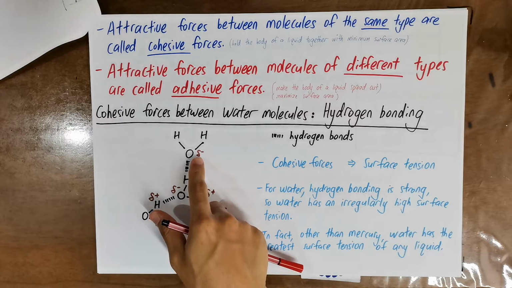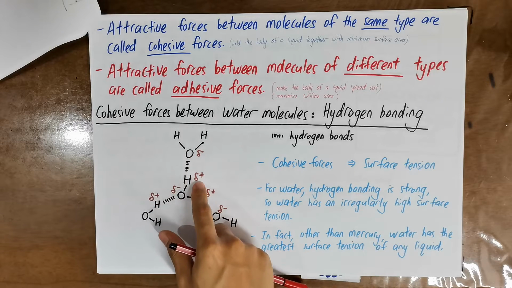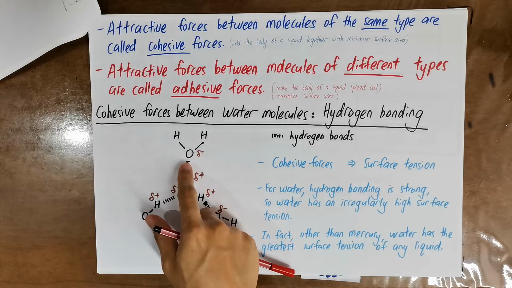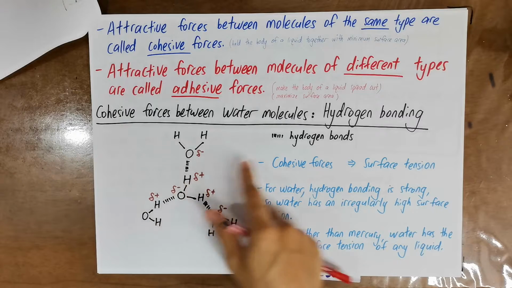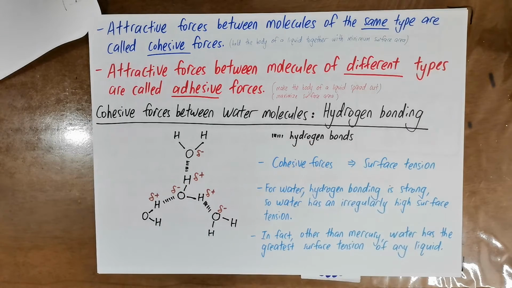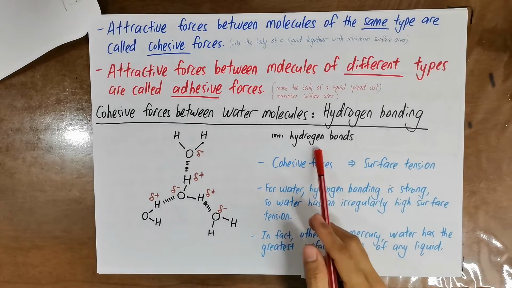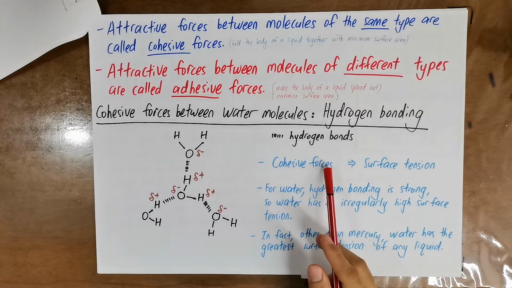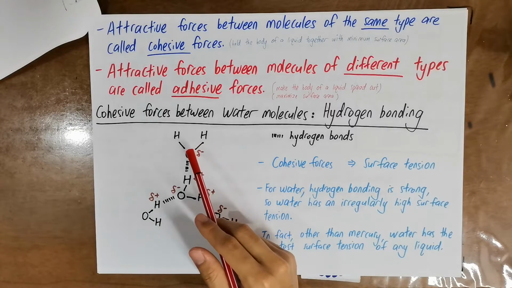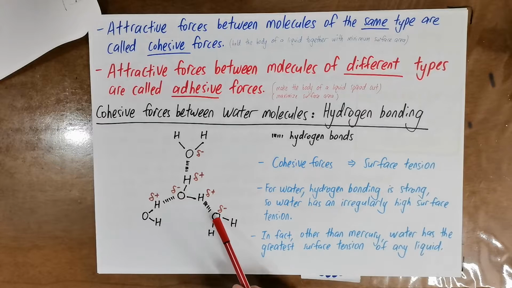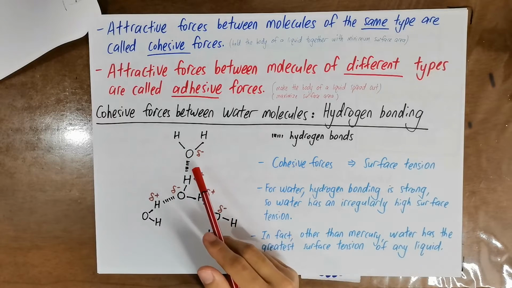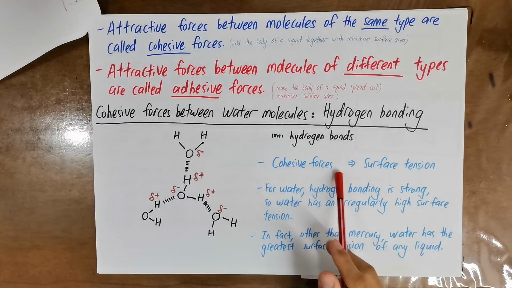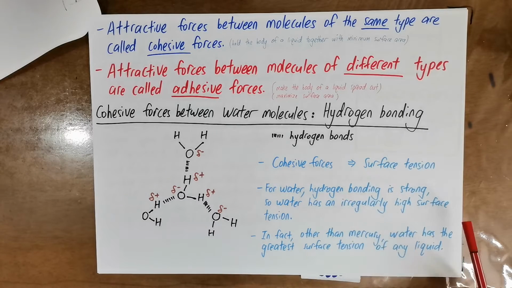So the hydrogen atoms have a partial positive charge. When this is partial negative and this is partial positive, you will have an attraction force, and this attraction force is known as a hydrogen bond. So the cohesive forces are the forces between the same type of molecules, between a water molecule and another water molecule, and these cohesive forces are responsible for surface tension.